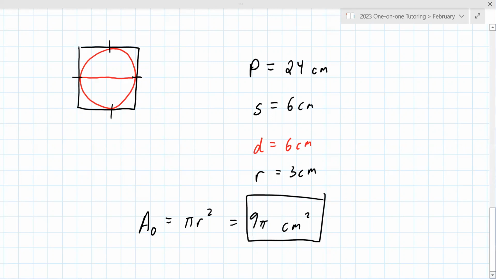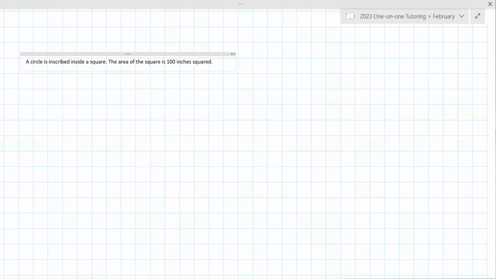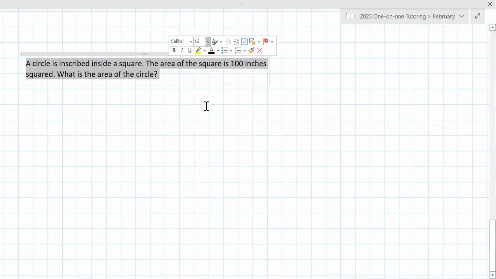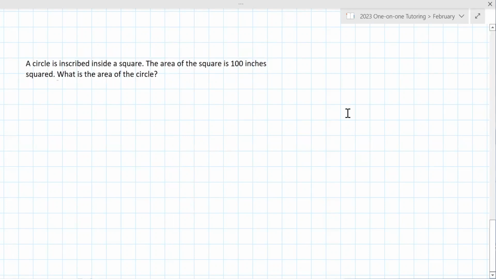Okay, so here's a new problem for you to try on your own. Let me type it out here. A circle is inscribed inside a square. That's what we've been doing this entire time. The area of the square is 100 inches squared. What is the area of the circle? I'd recommend drawing a picture, just like we did in the previous two problems. Find the side length, find the diameter, find the radius, then determine the area.